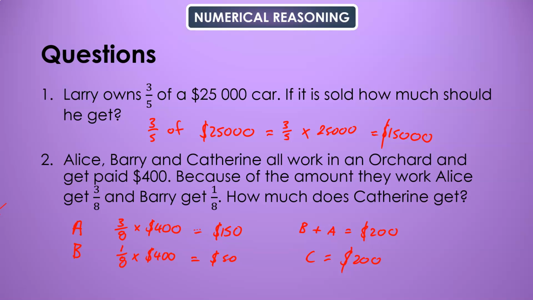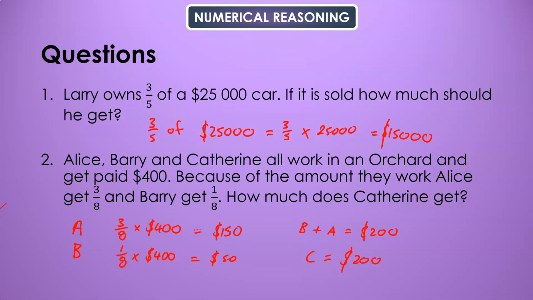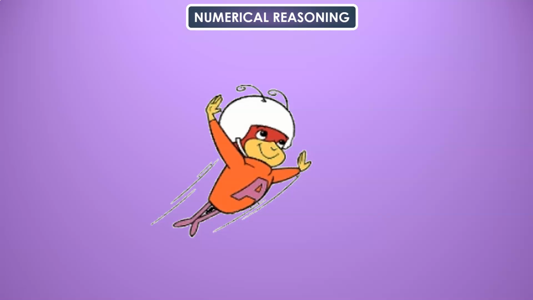So the key thing with these questions, wherever you see of, it means times. You can just put that straight in your calculator, but if you want to use this method, you divide them up, find out how many equal parts there are, then times by how many there are. Okay, stop the video and have a go at the questions on the OneNote page.